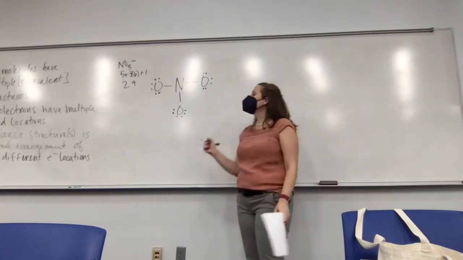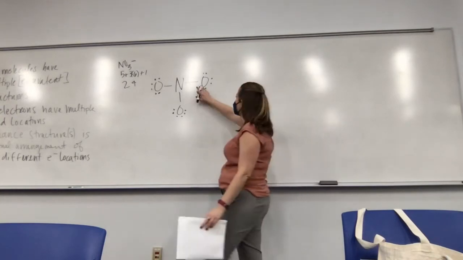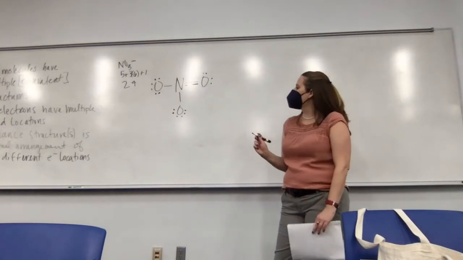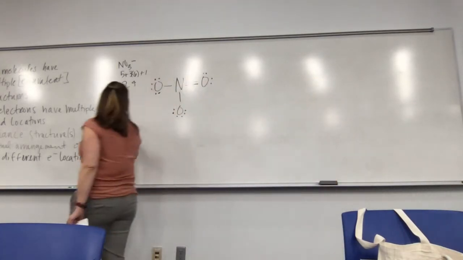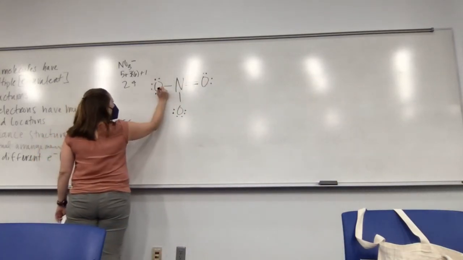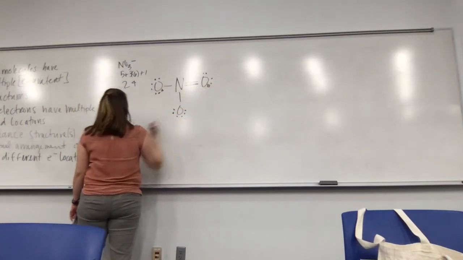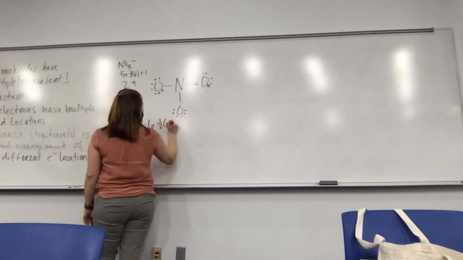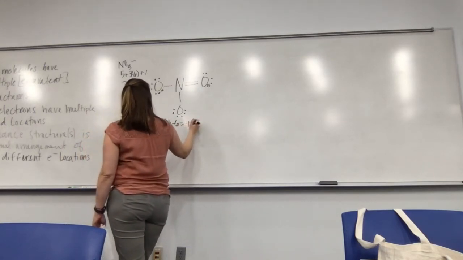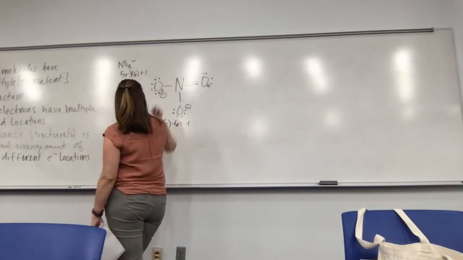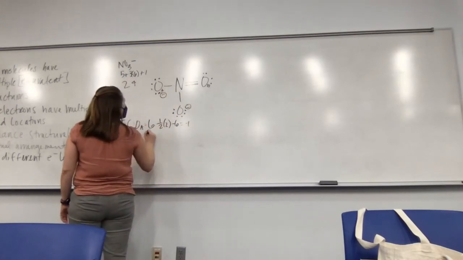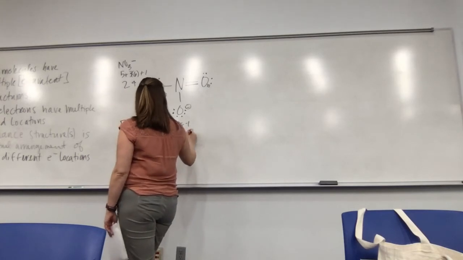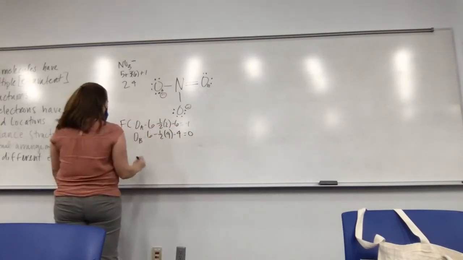So we need to make a double bond. So now we have a double bond. Now we need to look at our formal charges. For oxygen A and B, OA is 6 minus half of 2 minus 6, negative 1. So both of these have a negative charge. OB is 6 minus half of 4 minus 4. That is 0.